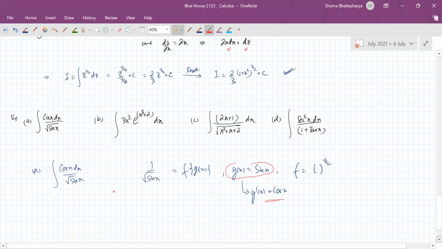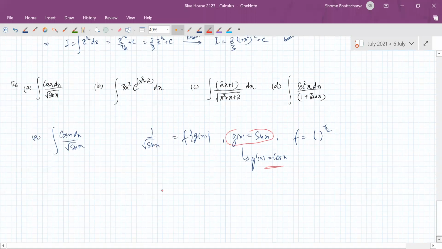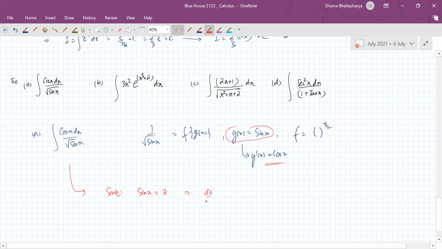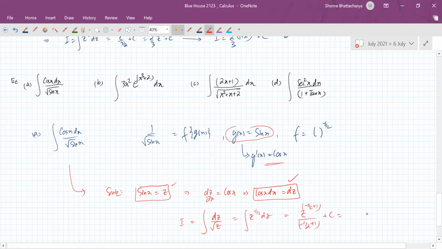So I'll substitute sine x as z. So dz by dx is cos x, or in other words, cos x dx will become dz. So this thing we can easily substitute, and of course, this thing we can substitute. Okay. So completing the substitutions, the integration becomes dz upon root z, or this. So z to the power minus half plus 1 upon minus half plus 1 plus c. So that is 2 root z plus c, which after resubstitution will become 2 times root sine x plus c.